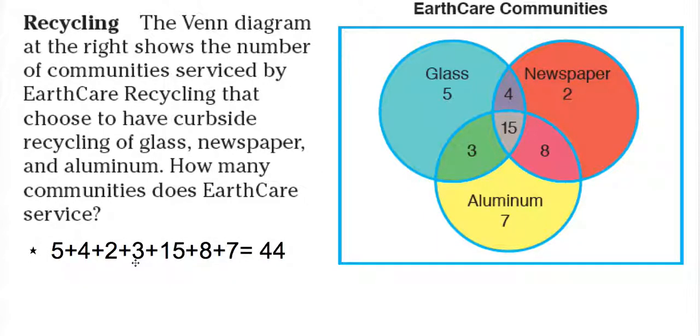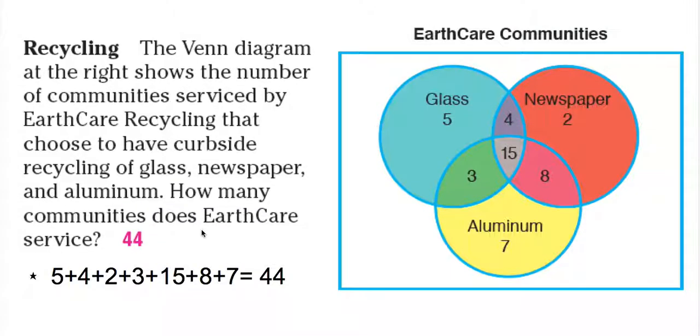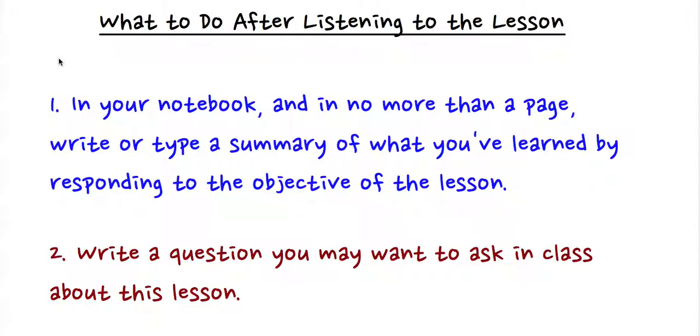So we want to add 5 plus 4 plus 2 plus 3 plus 15 plus 8 plus 7, basically all the numbers. Why is that? Because the question is, how many communities does Earth Care Service have? It simply means that you want to find the number of communities, okay, that are inside the 3 circles, and then you add them all up. Okay, it's a simple example which gives you the answer as 44.